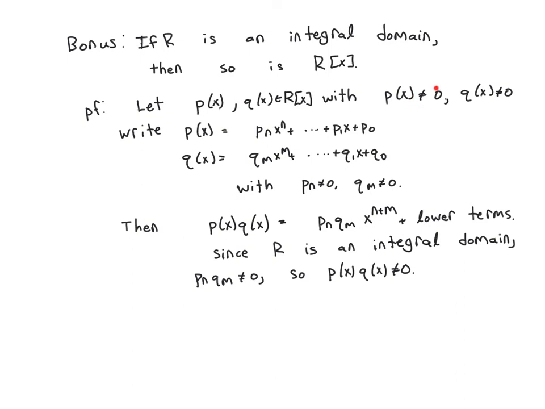Suppose you have two polynomials that are not zero. If you write them out, then their leading coefficients cannot be zero. And if you expand the product and you look at its leading term, it is x to the n plus m, and the leading coefficient is p_n times q_m. But since you're working in an integral domain and these two leading coefficients are non-zero, their product is non-zero as well. And so congratulations, one of the coefficients is definitely not zero, and so the product cannot be the zero polynomial.